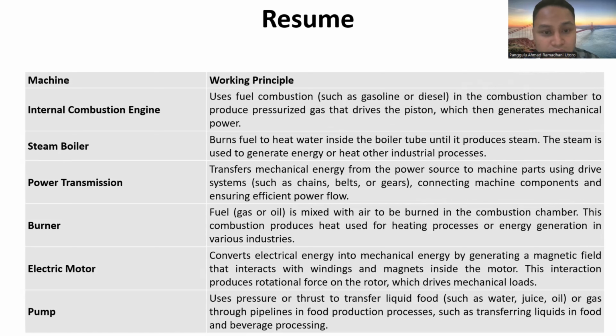The second one is the steam boiler. It burns fuel to heat water inside the boiler tube until it produces steam, and the steam is used to generate energy or heat other industrial processes. And the third one, power transmission, transfers mechanical energy from the power source to machine parts using drive systems such as chains, belts, or gears, connecting machine components and ensuring efficient power flow.